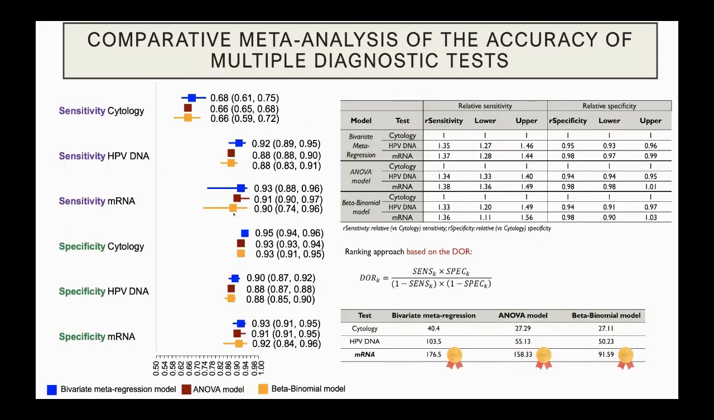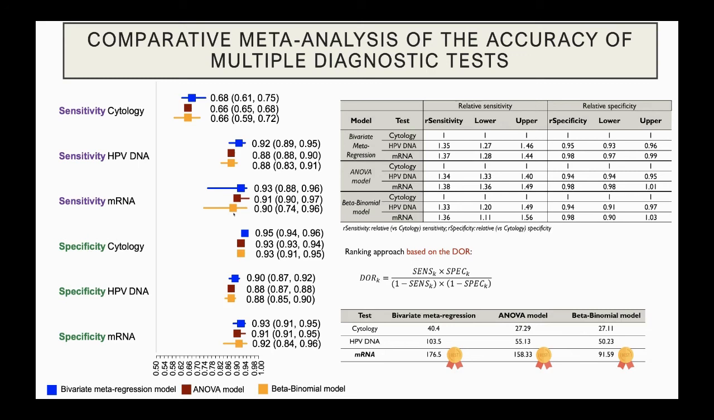Our results show that the models are overall in agreement. Cytology is associated with the lowest sensitivity but the highest specificity among the tests. The HPV DNA test improves sensitivity with comparable specificity, and the mRNA is associated with both high sensitivity and specificity, but with higher uncertainty around these estimates, which might be due to the small number of studies comparing the test. In total, among the DTA NMA models accounting properly for the between-test correlation, the estimates obtained by the ANOVA model are more precise with shorter confidence intervals.